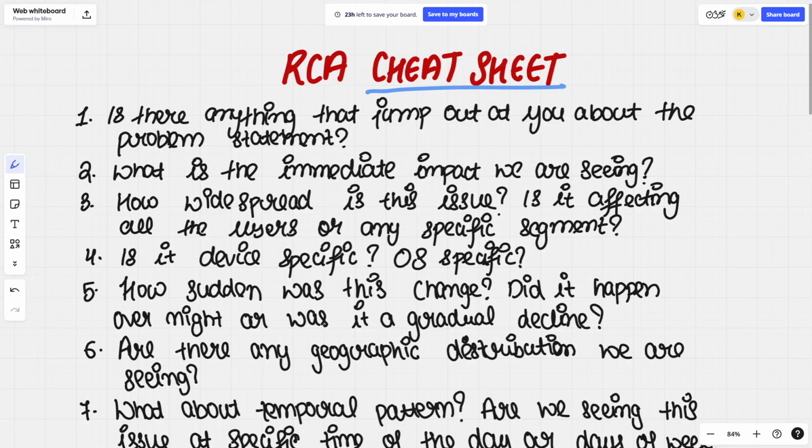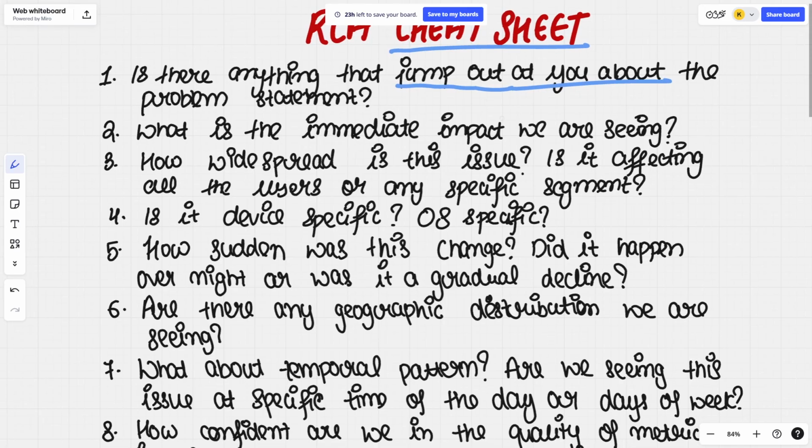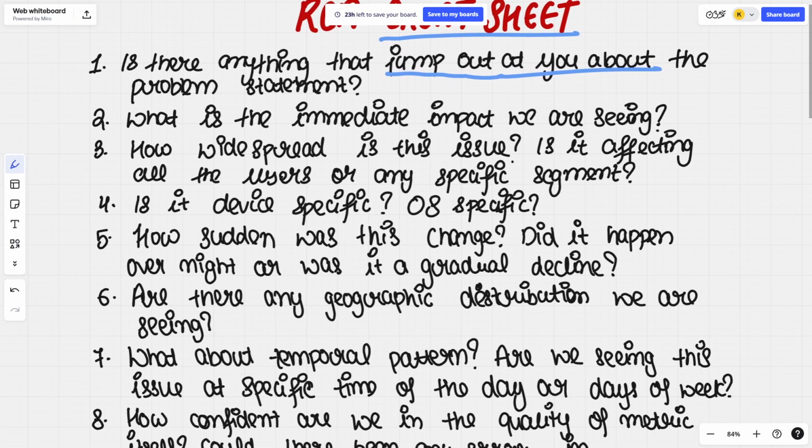The first question is, is there anything that jumps out at you about the problem statement? If you are not understanding anything about the problem that is in front of you or that is asked by the interviewer, you have to ask that question. Second, what is the immediate impact we are seeing? This is one of the most important questions. I will be making a star in front of the questions which you can ask in all the case studies, and if there are any questions which are case specific, I will be giving you some examples.